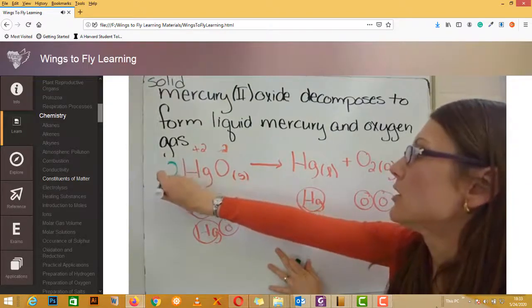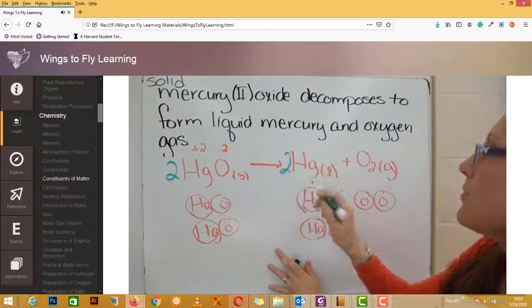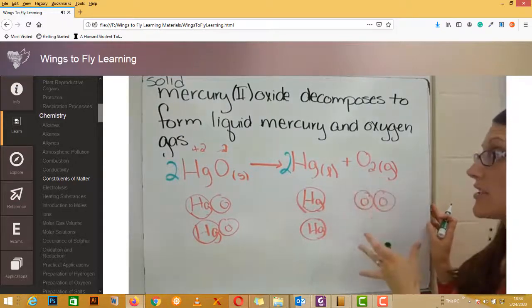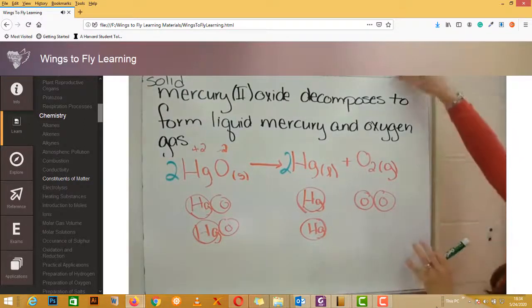So let's now reflect that with coefficients in my balanced chemical equation. So I'll put a 2 in front of my mercury oxide because I needed 2 molecules, a 2 in front of the mercury because I needed 2 mercuries, and then just 1 oxygen is all that is necessary. Again, I can write a 1 or not. It does not matter.